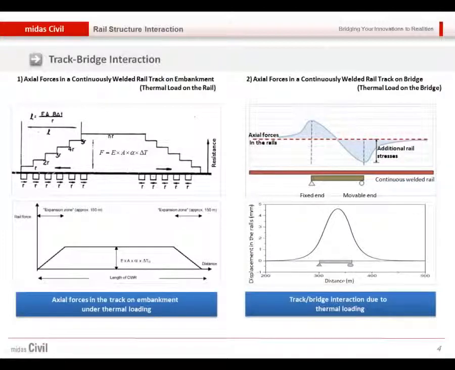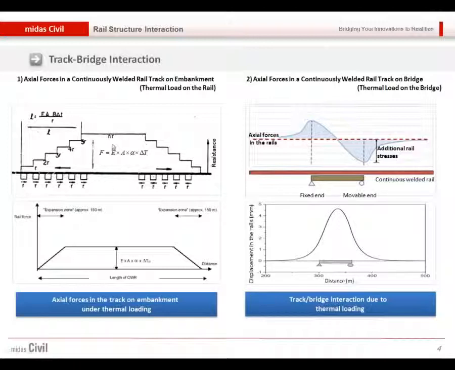The first picture is the axial force of the rail in the embankment part. And this is the axial force of the rail on the bridge part. So for the embankment part, if the rail and embankment are rigidly connected, then its axial force will have a certain value like F, which came from the temperature variation.